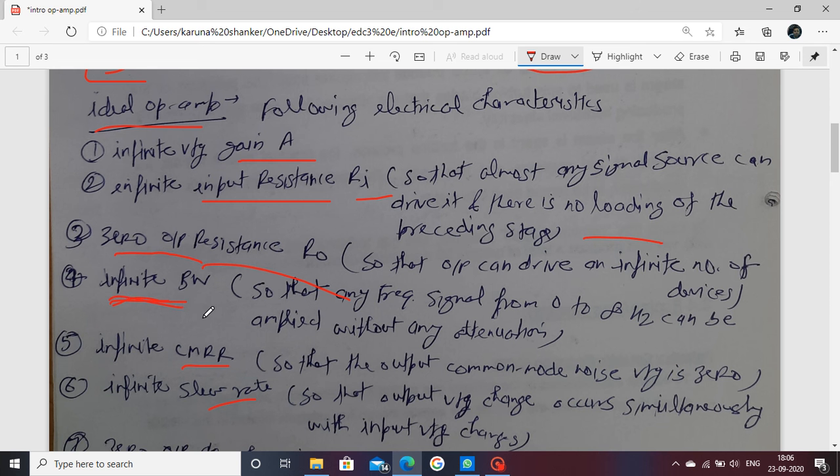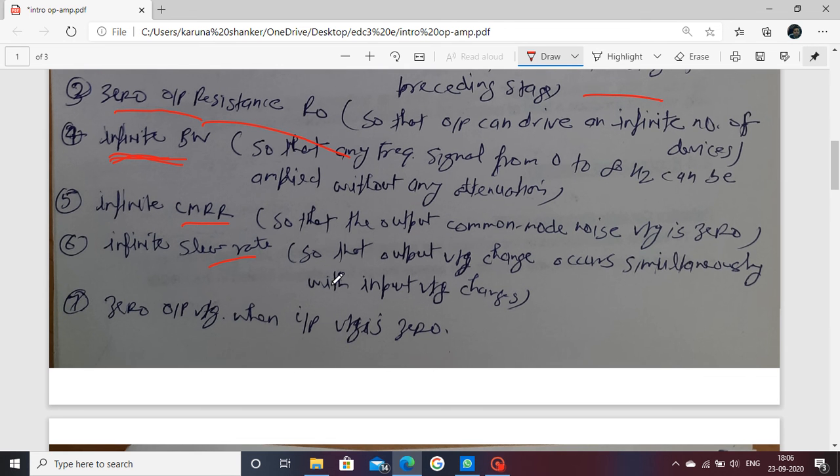And the next one is the infinite CMRR, common mode rejection ratio. It also represents that the output common mode noise voltage is 0, meaning the common noise voltage between the inputs is 0. Infinite CMRR means the CMRR value must be greater than what is possible in a practical circuit. Overall conclusion: infinite CMRR makes a better op-amp.